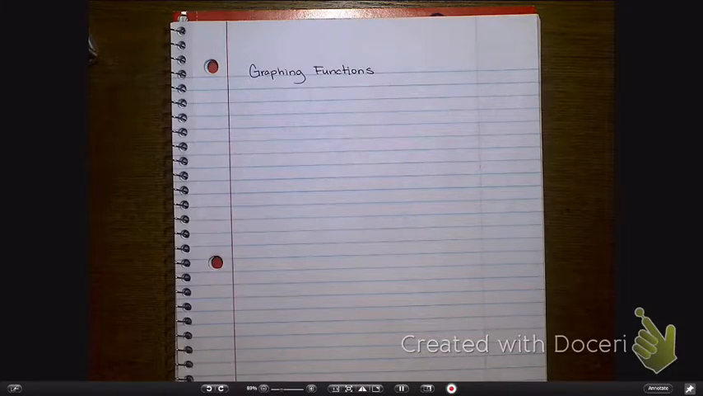Okay, so today what we're going over is graphing functions. Today we're going to be using something called a function table to help us do that.